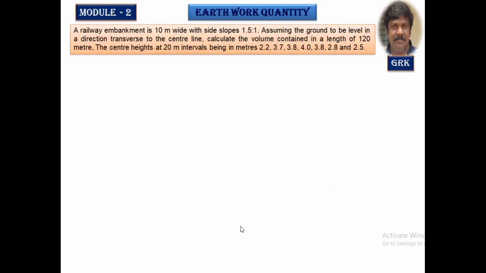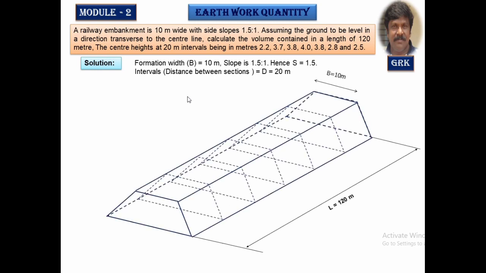Now let us take another problem where a multiple section has been given here, where the railway embankment has got a formation width of 10 meters at the top with a side slope of 1.5:1, where S is equal to 1.5. The total length of the embankment is 120 meters, where the depths are being taken at interval of 20 meters. So it is a multiple section problem. We can adopt any method. Either we can solve it by formula, making use of the formula, or by the tabular column.